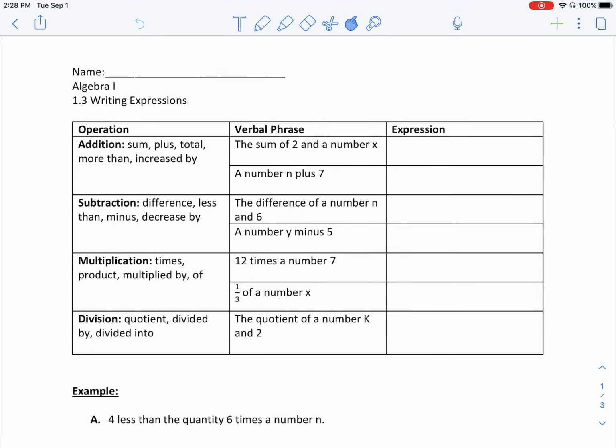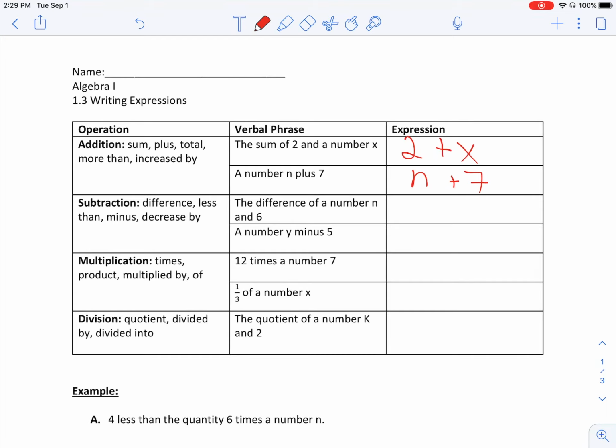So we're going to start filling out this table where we talk about what the different English phrases mean and tell you what operation to use. So the first operation, and these are all obviously very basic, addition. If you see the word sum, plus, total, more than, or increased by, those are all English clues that you're going to add. All right, so the first verbal phrase is the sum of 2 and a number x. So how would I write that mathematically? Well, it would simply be 2 plus x. A number n plus 7, n plus 7.